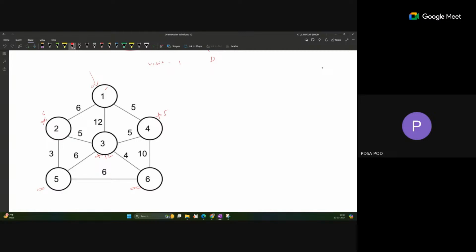After that, we will look at all the smaller ones: which one has the smaller value, and which is not visited yet.